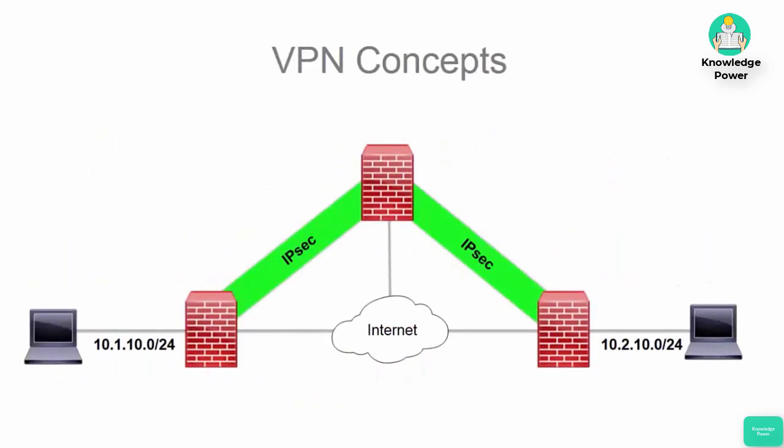Once VPN tunnels are formed, there are a few different options that you should be aware of for the exam. The first is hairpinning. Hairpinning is when VPN traffic is routed back out the interface on which it was received. This type of traffic flow is necessary for hub and spoke VPN topologies.